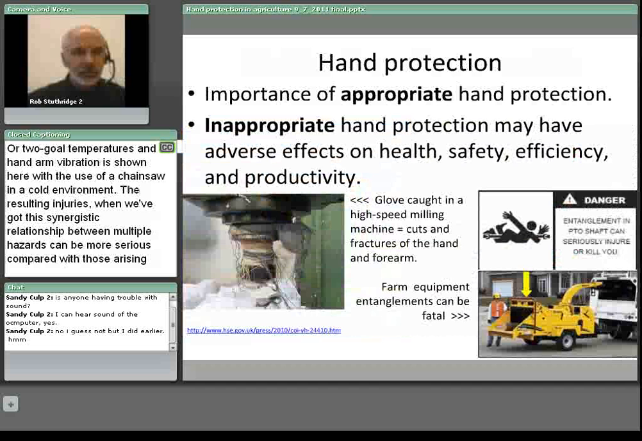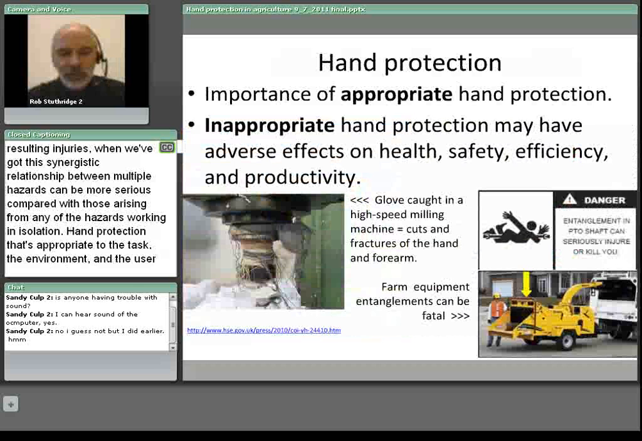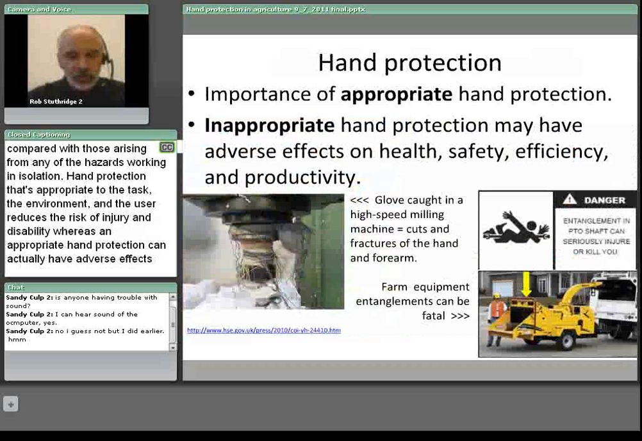Hand protection that's appropriate to the task, the environment, and the user reduces the risk of injury and disability, whereas inappropriate hand protection can actually have adverse effects on health, safety, efficiency, and productivity. In the left-hand image here, you can see that an operator's glove has become caught in a high-speed milling machine. And it's led to cuts and fractures of the hand and the forearm, and actually resulted in the prosecution of the business owner.